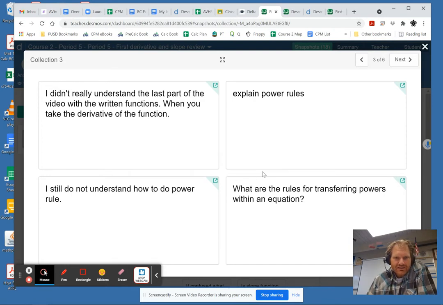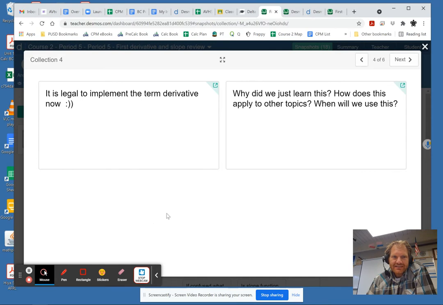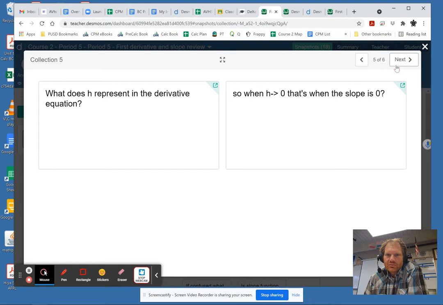I didn't really understand the last part of the video with the written functions when you take the derivative of the function. Explain power rules. Power rules you should need more help with because I just barely explained them, but those will stick. You'll get those. What are the rules for transferring powers within an equation? Is it legal to implement the term derivative now? It is. Yes, now it is. Why did we just learn this? How does this relate to other topics or apply to other topics? When will we use this?